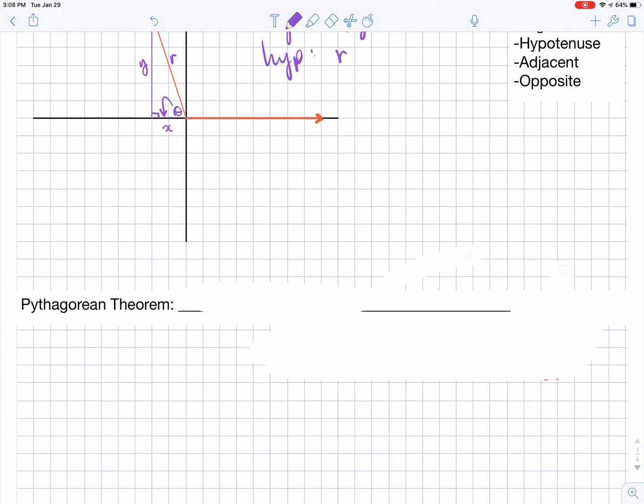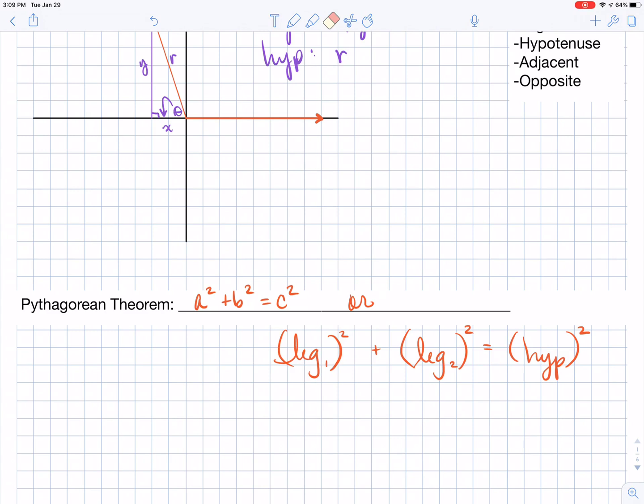Also remember the Pythagorean theorem. We talked about this earlier in the semester very briefly. You probably learned the Pythagorean theorem as a squared plus b squared equals c squared. The way that I like to think of the Pythagorean theorem, so I don't have to worry about letters and where to put them, is leg 1 squared plus leg 2 squared is equal to the hypotenuse squared. And then I don't have to worry about the letters that are already existing on my triangle.